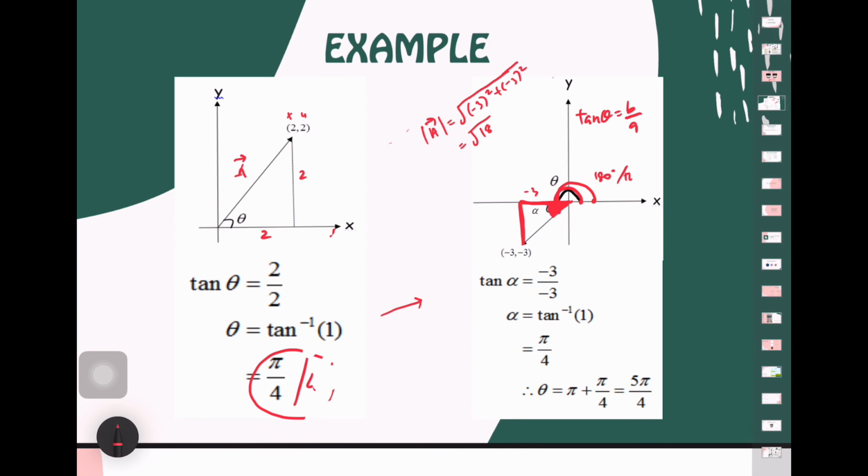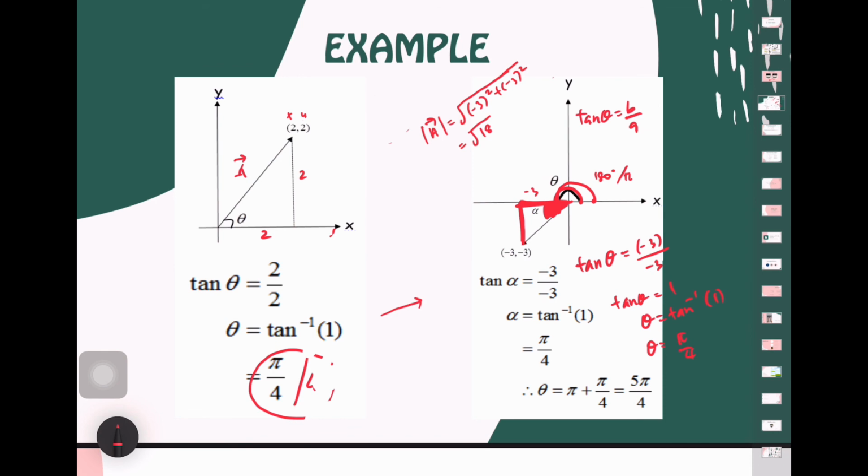So kita cari angle dekat sini menggunakan formula ni. So tan theta equal to B over A. B adalah this one which is negative 3, A also negative 3. So we have tan theta equal to 1. So theta is equal to inverse tan 1. So theta is equal to pi over 4 ataupun 45.